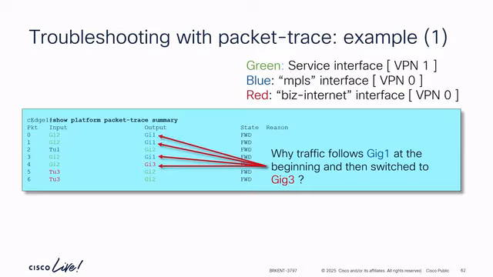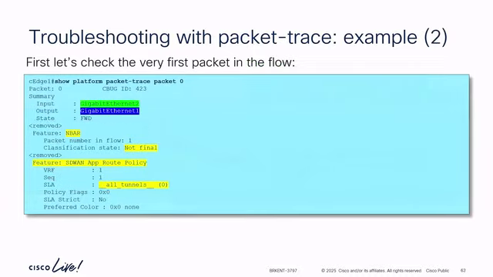Why is traffic not following the same destination? Because router typically does flow-based load balancing, right? We are not doing per packet load balancing by default. We expected to see that flow follow through Gigabit Ethernet 2 to Gigabit Ethernet 1 by default. Why did it happen? Let's check. We will compare packets. We will compare the very first packet.